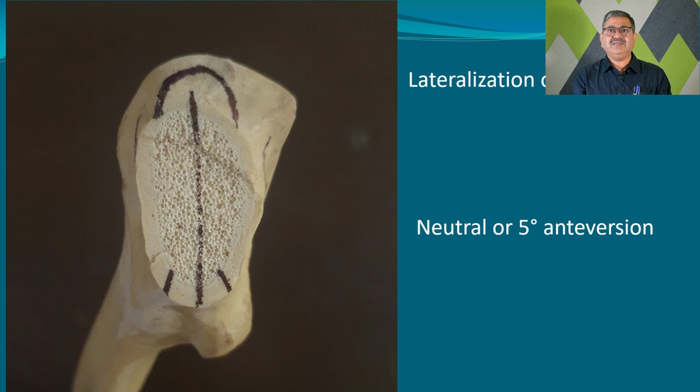So it's a localization of the entry point. The entry point should be as lateral as possible with neutral to 5 degrees of anteversion. We must take the lesser trochanter as our guide. The lesser trochanter is usually at 5 to 10 degrees of retroversion, so you must try to aim your stem at 5 degrees of anteversion.